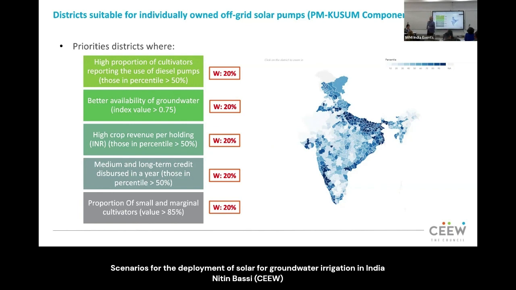And this map also shows that if we give equal weightage to all these 5 parameters, where we are talking about the proportion of cultivators having diesel pumps, better availability of groundwater. This is also one of the main indicators that we are taking, that the groundwater should be available. It should not be overexploited as we see in the western part of India. High crop revenue. So likewise, you can see which belt emerges.